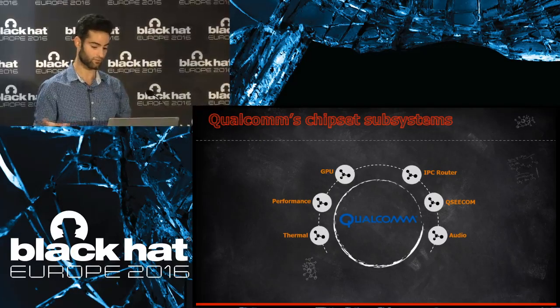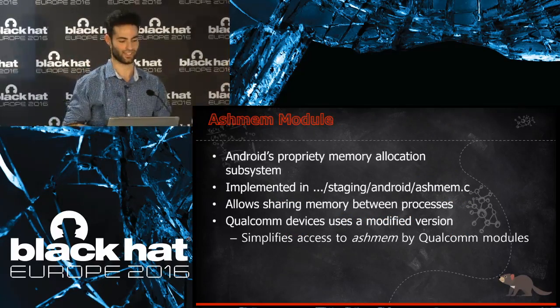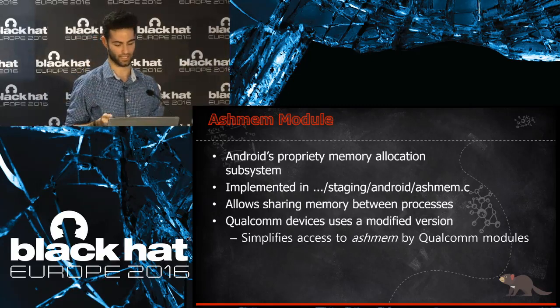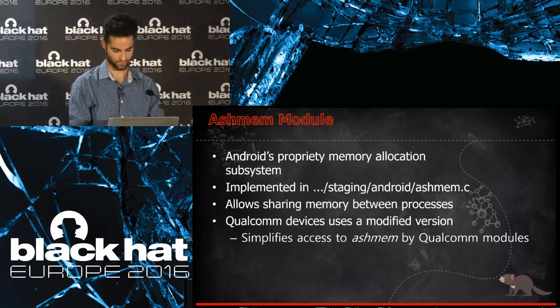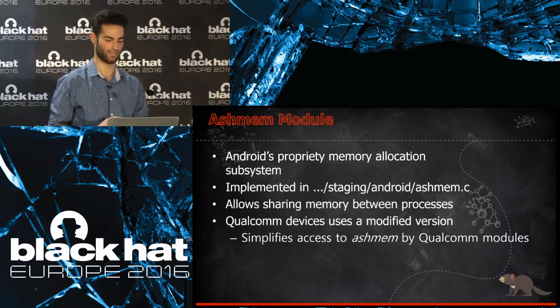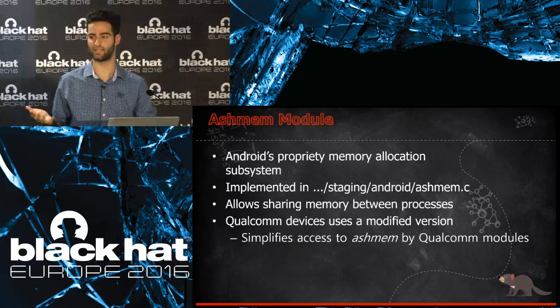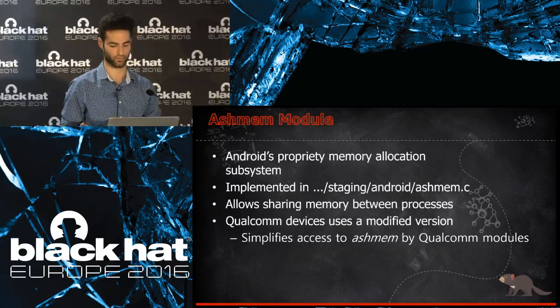And let's see an example of one of these. So our first vulnerability, we call it Ashmanian Devil. It's a vulnerability in the Ashmem module. Ashmem is Android shared memory. It's a proprietary memory allocator. It is implemented in the file path we see here. It allows sharing memory between processes, and it resembles the Linux SHM mechanism a little bit, except for a few differences, like it supports a file-based API. So the whole usage of this mechanism is by file descriptors.